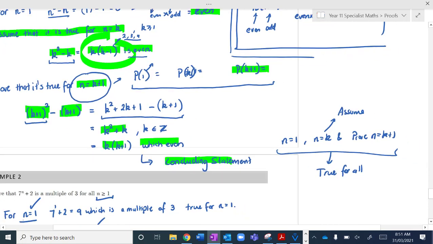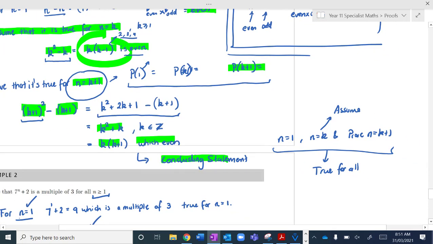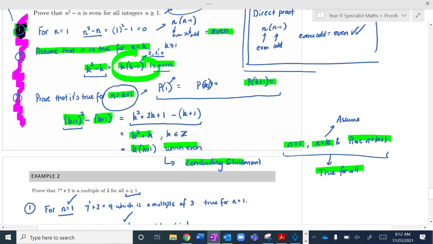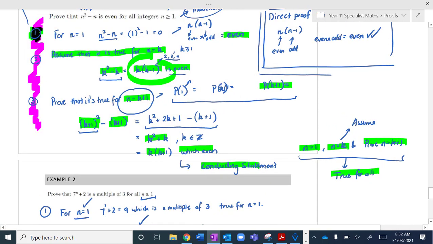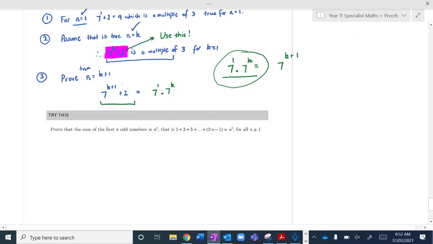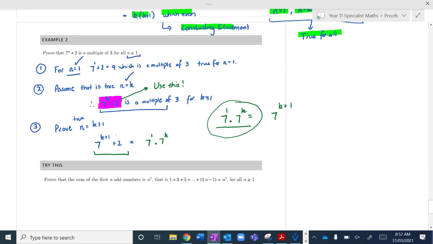And then we need to do a concluding statement. Our concluding statement is that we've shown that for n equals 1, it is true. We've assumed that it's true for n equals k, and we've proven it's true for k plus 1. Therefore, it's true for all values of n. So it's quite predictable, the process you would use for this. And if you stick to these rules, you're going to be absolutely fine.